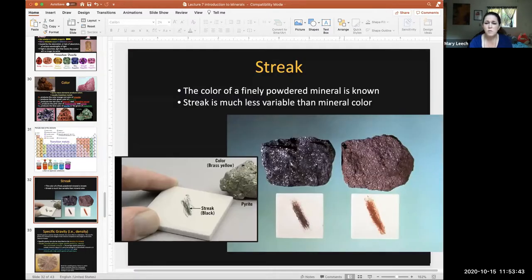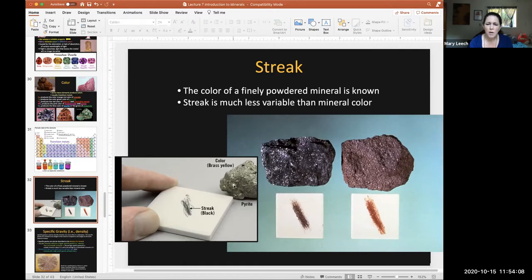Streak. So streak is when you scratch the mineral across a streak plate. These are two kinds of hematite there, specular hematite, the one that looks sort of metallic, and one that looks more earthy. And they should give a pretty similar, it's not the same, but it's a similar reddish brown streak.